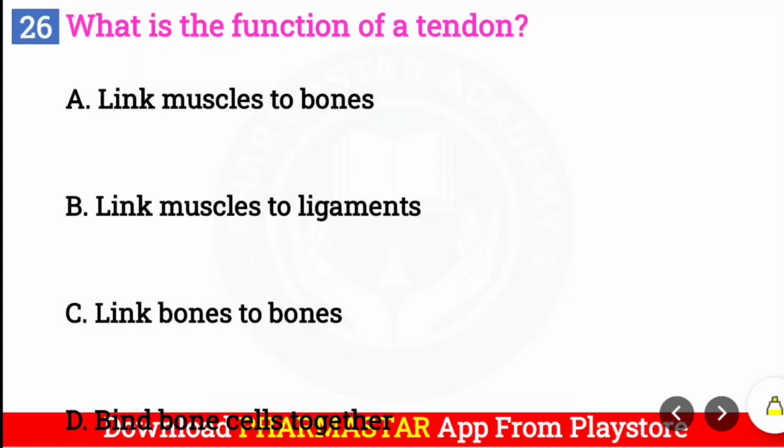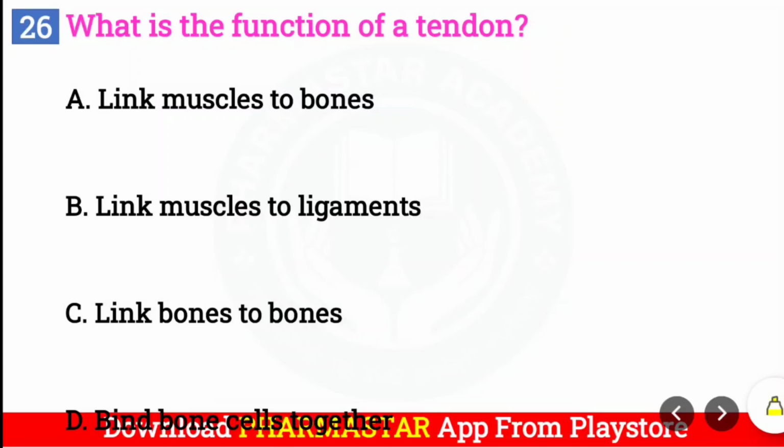Link muscle to bones. This is the primary function of tendons. They are tough, fibrous cords of connective tissue that transmit the force generated by muscle contractions to the bones, enabling movement. Link muscle to ligaments. While tendons cross joints to reach the bone, their anatomical connection is specifically between the muscle belly and the bone.